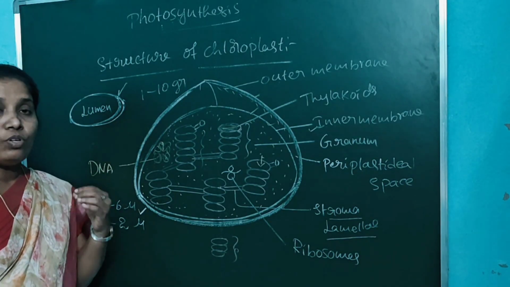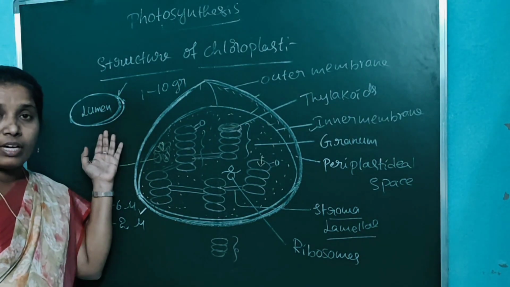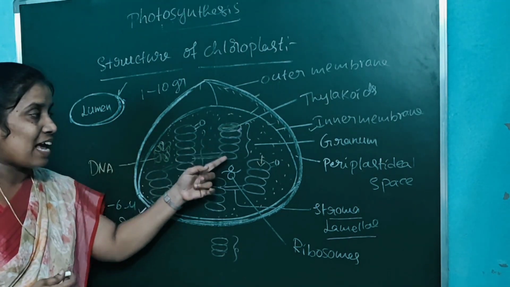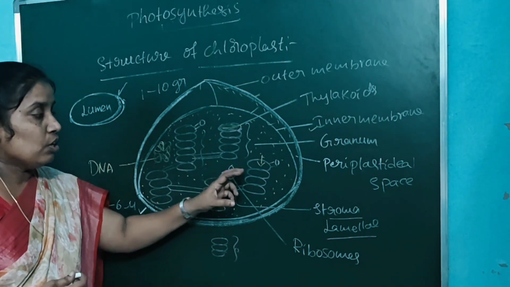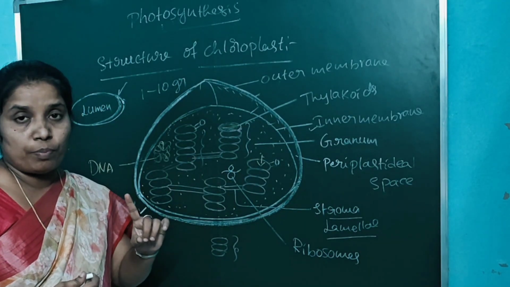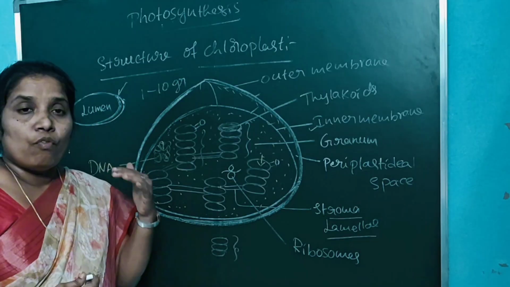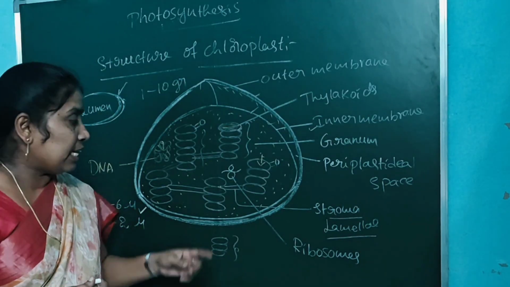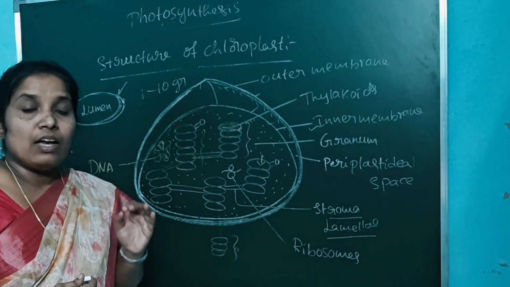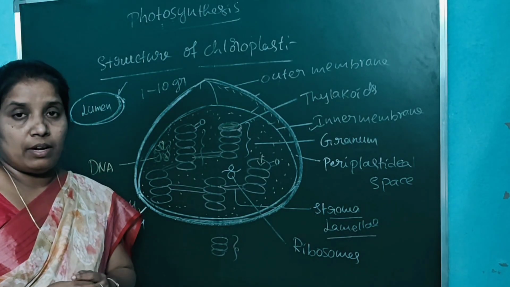Okay, so as I told you earlier, these thylakoids stack one above the other to form a stack-like structure. This stack is called a granum. Per one chloroplast, there may be 1 to 10 grana. The grana are interconnected by the lamellae, also called stroma lamellae.